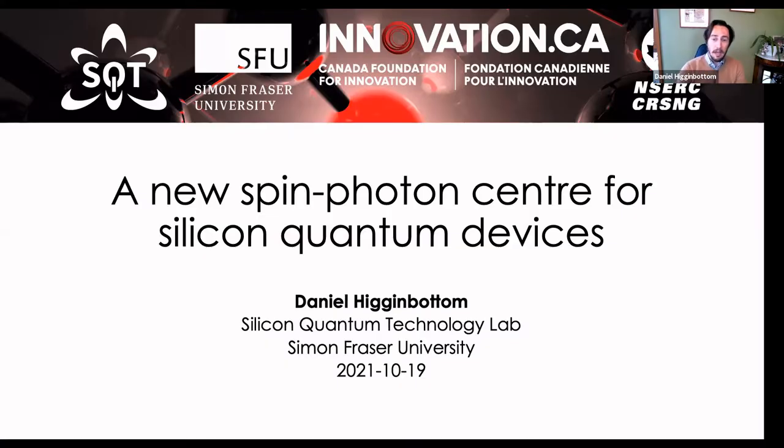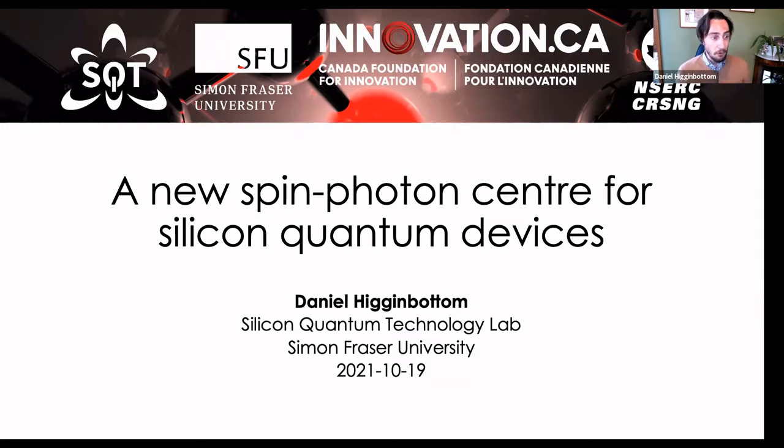I'm going to talk today about silicon color centers for spin-photon quantum technology. I'm not expecting everyone to be familiar with silicon color centers, but the principles should be. They're basically analogs of the diamond color centers, like nitrogen vacancy, silicon vacancy, germanium vacancy, but instead of being in diamond, they're in silicon. In particular, I want to introduce a new spin-photon center.